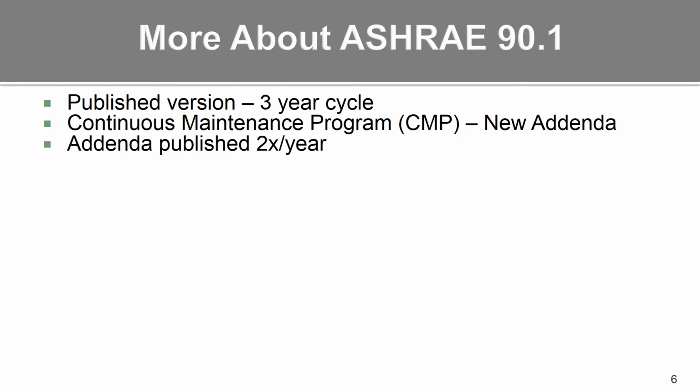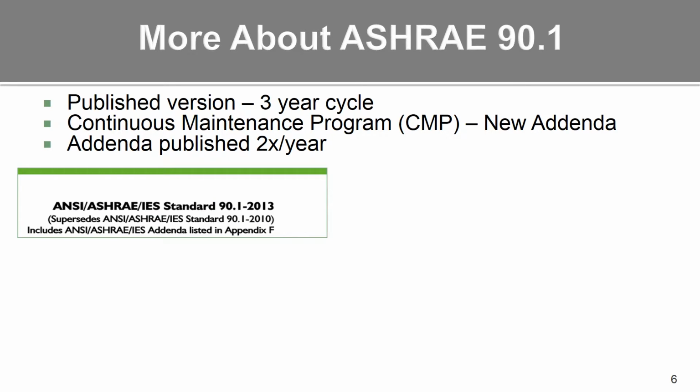A little bit more about ASHRAE 90.1. As mentioned, it's on a continuous maintenance cycle. Once new proposals are approved, they are published as individual addenda, and the package of addenda are then published twice a year. So for instance, once they are published, then the next published hard copy or electronic version of 90.1 will include all the addenda approved during the previous code cycle.